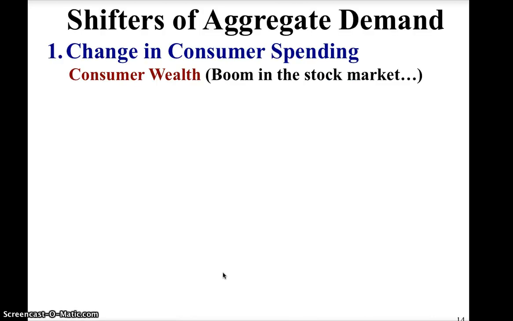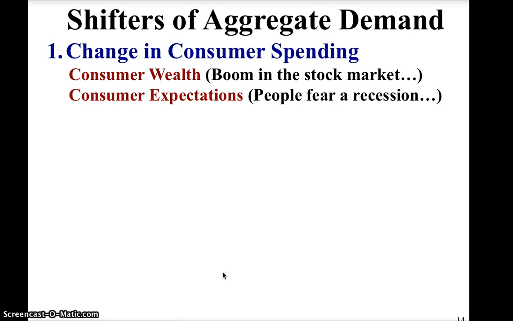So all you have to do is know C plus I plus G plus net exports, and if you change any one of those, you will get a change in aggregate demand. So the first one is obviously a change in consumer spending. If consumer wealth changes, let's say that there's a boom in the stock market, what do you think is going to happen to aggregate demand?